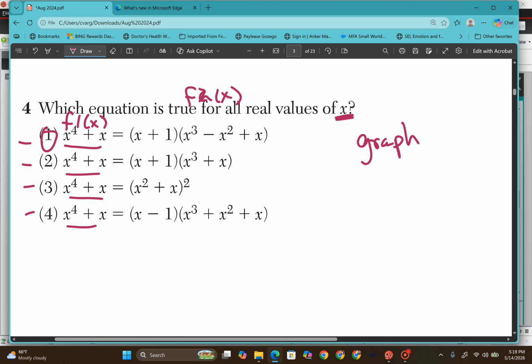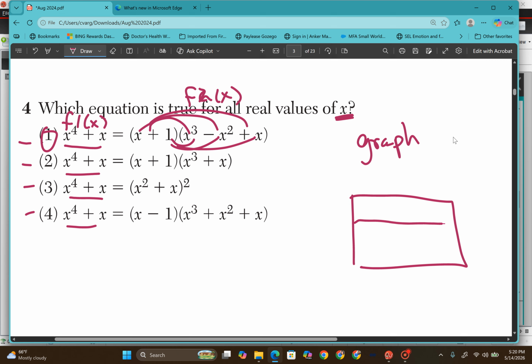So for question number 4, you'll see that choice 1 is the one that is the same. And if you're like, I don't know how to do it with the graph, you should learn, but you could also sit there and do FOIL here, right? And then you'll see that that also gives you x to the fourth plus x. I feel like we did FOIL a lot with box method. So here you're going to go, this is x, this is plus 1. And then over here, you're going to type in the x to the third minus x squared plus x. And then you do box method here.